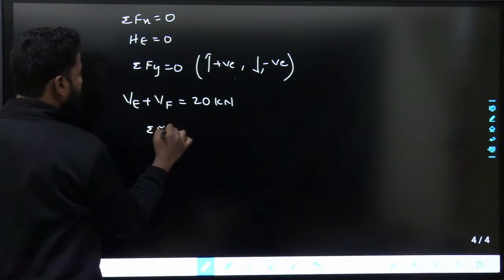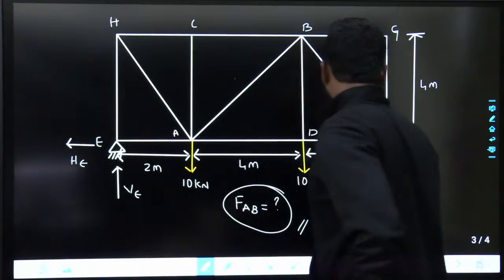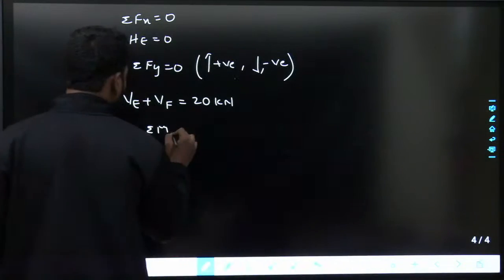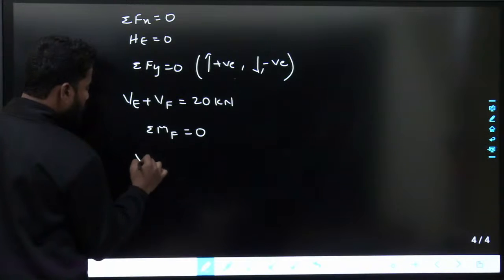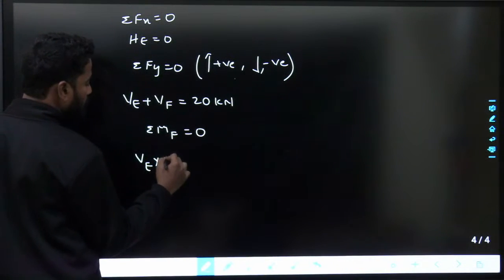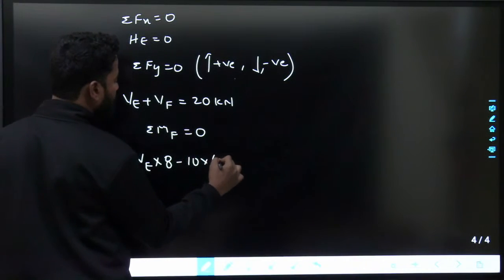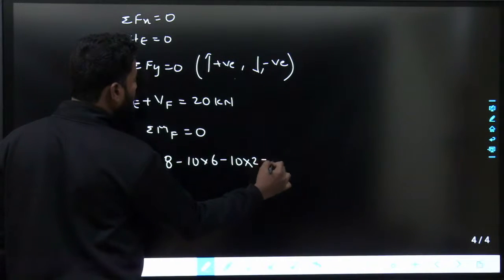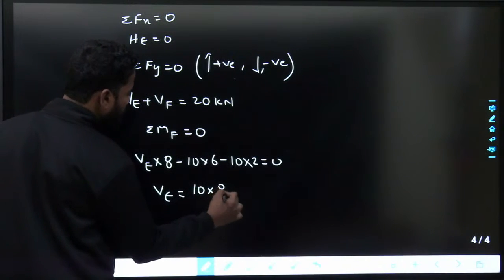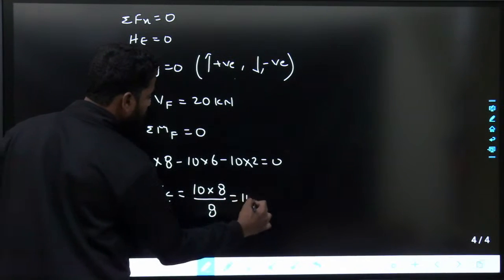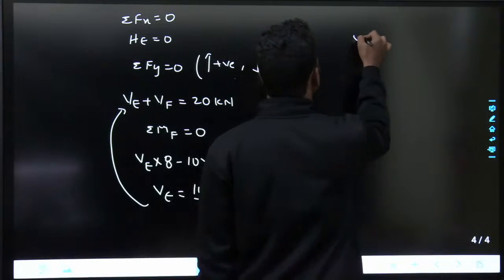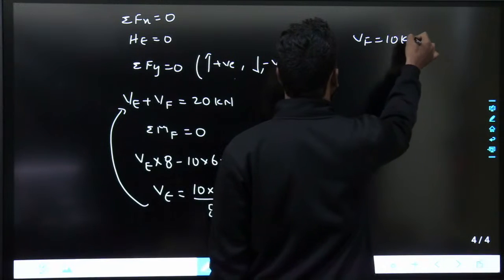If I take summation of moments about F equals to 0, then what exactly is this? VE multiplied with 8 minus 10 multiplied with 6 minus 10 multiplied with 2 equals to 0. So VE is equals to 10 into 8 upon 8, that is equals to 10 kilonewtons. Substitute VE equals to 10 here, VF also you will get as 10 kilonewtons.